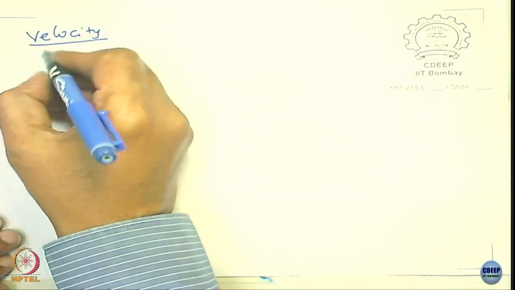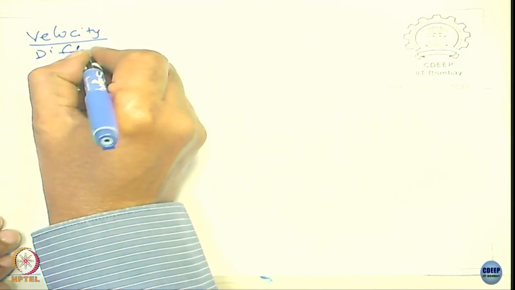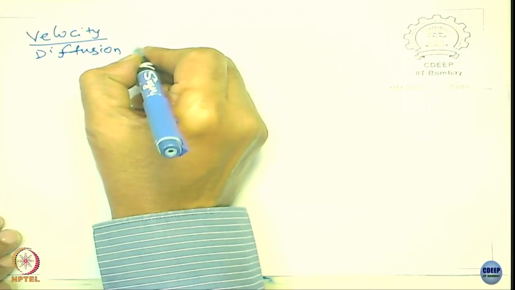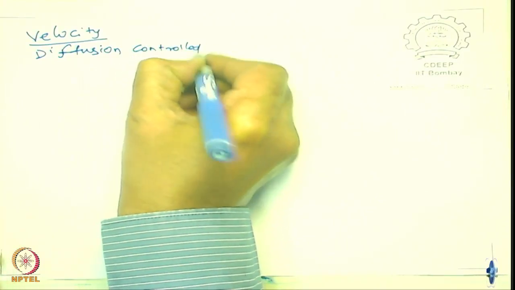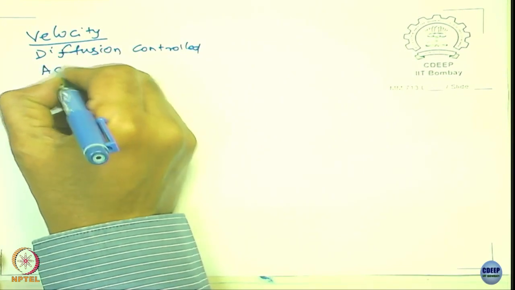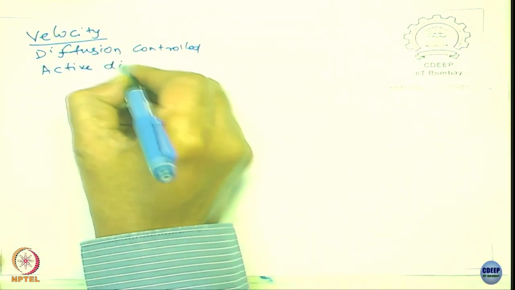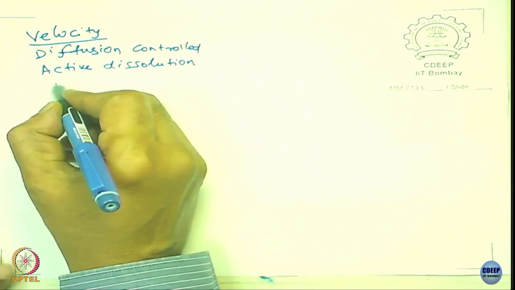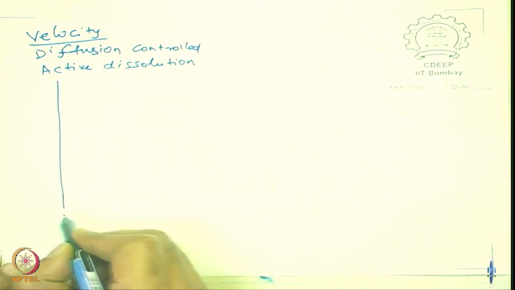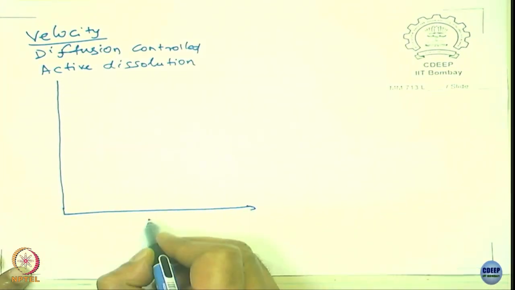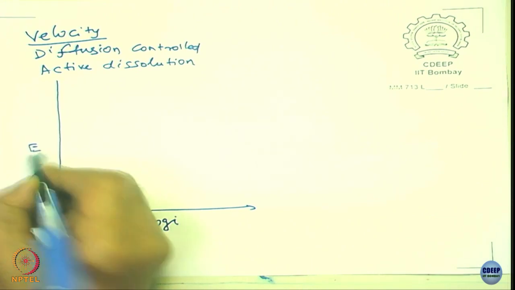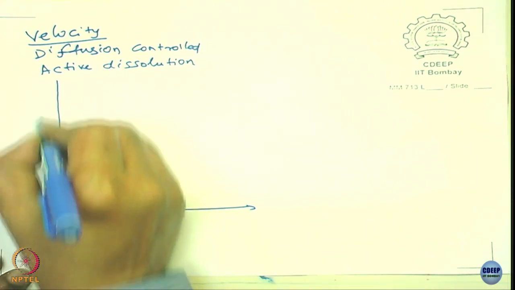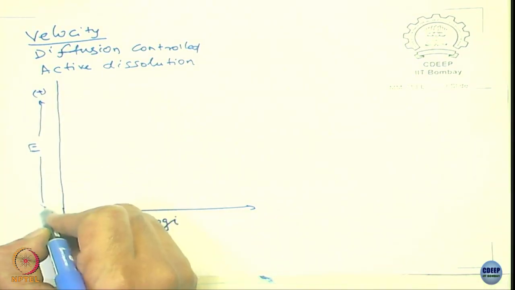Now, let us consider a case where the corrosion is under diffusion control. So, diffusion control process, and metal undergoes active dissolution. Then what happens? You simply draw, very easy, right? You just have to do it very systematically. Okay. Represent the kinetic diagrams.